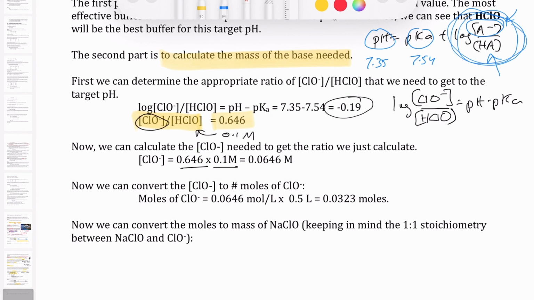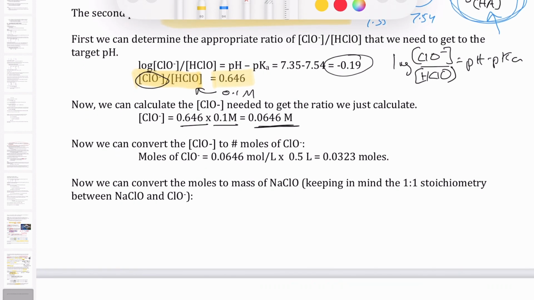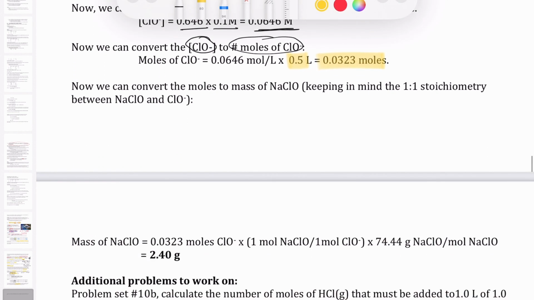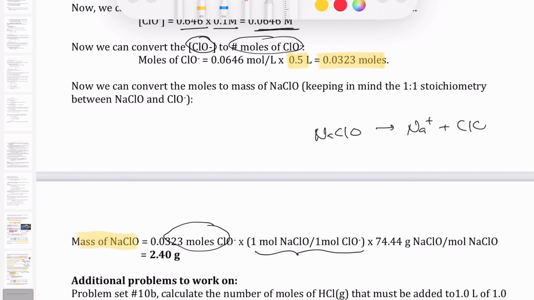So that means that I can solve for the ClO minus concentration by multiplying 0.1 molar with 0.646, which gives me 0.0646 molar. Now I can convert the concentration to number of moles by using volume. The volume is just going to be half a liter. So that's going to give me this many moles of ClO minus. I'm going to take that number of moles and convert it to the mass of sodium salt, which is sodium hypochlorite. And so to do that, I take the number of moles. I use the stoichiometry between NaClO and ClO minus, which we know looks something like this. So it's a one-to-one stoichiometry. And then lastly, I use the molar mass of NaClO and I get 2.4 grams.